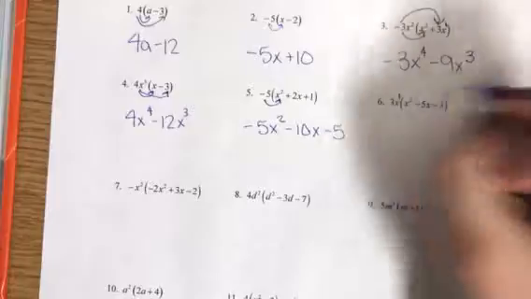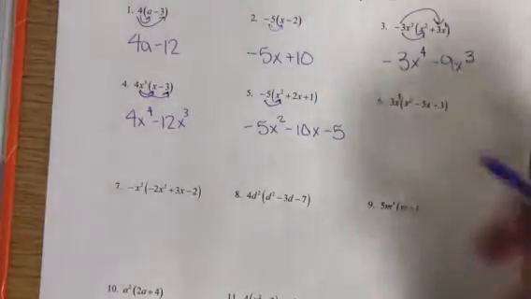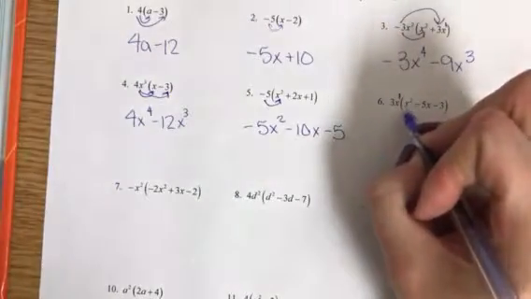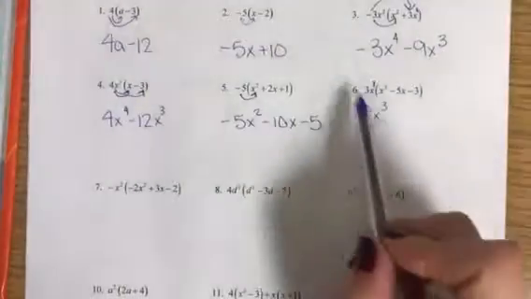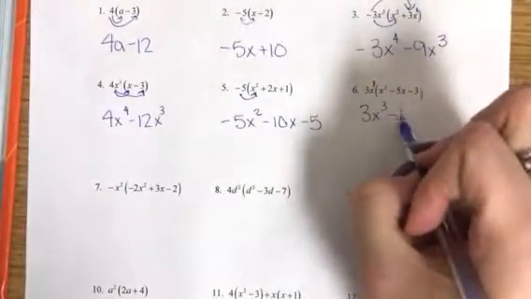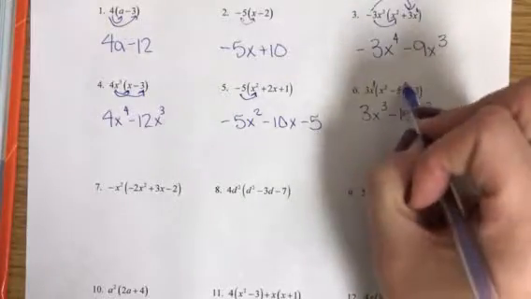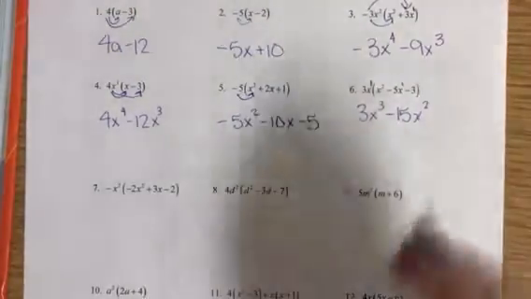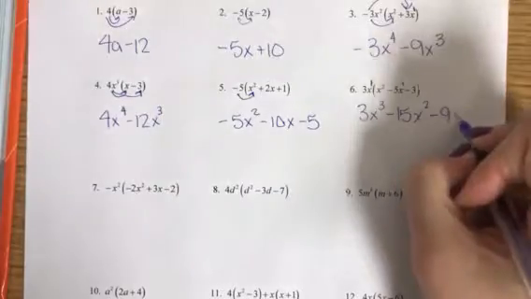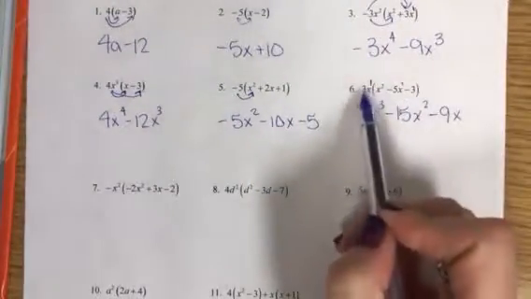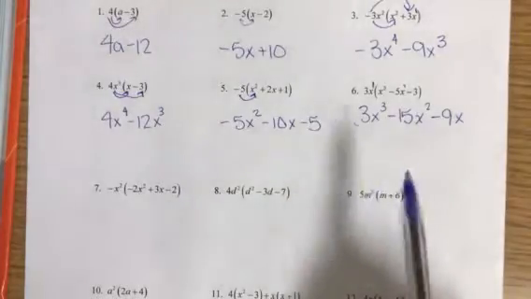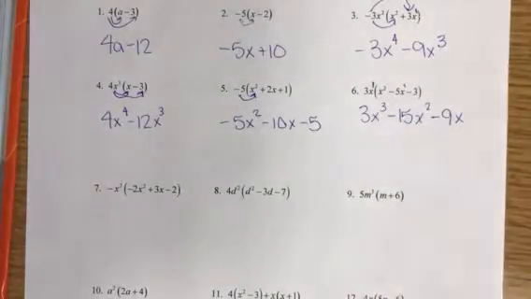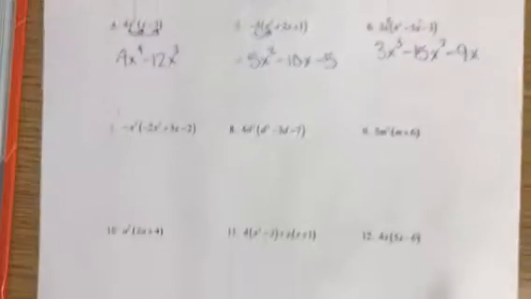Number 6, this x has an exponent of 1, so we're going to add that as we go. So 3x times x squared will give us 3x to the 3rd. 3 times negative 5 will give us negative 15x squared. Again, that has a 1 as well, so 1 plus 1 is 2. And then negative 9, that x from over here is still getting multiplied, so it's still part of that final term. So we'll have 3x to the 3rd minus 15x squared minus 9x.